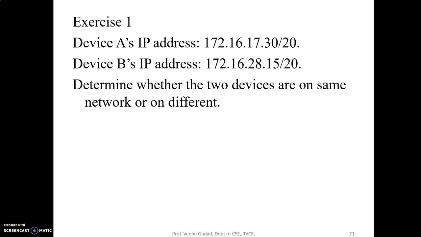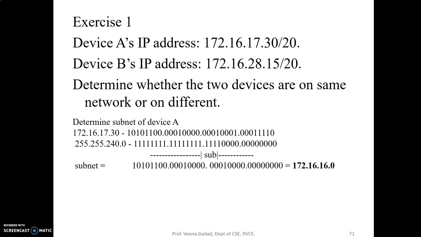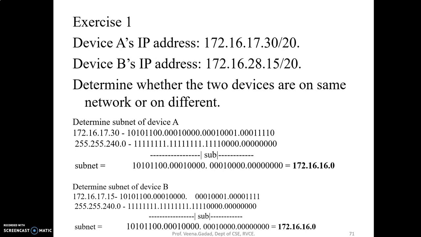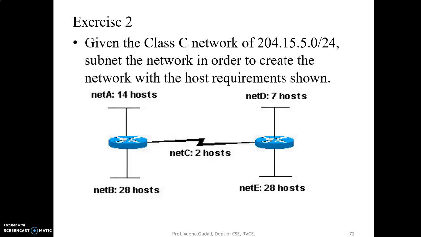Just by seeing it visually, you are not supposed to come to a conclusion that it belongs to the same network or to a different network. So write down the binary form of it, perform the AND operation and check the network address. If you look at the network address of both the devices, it is 172.16.16.0. So we can clearly tell both the devices belong to the same network, right?